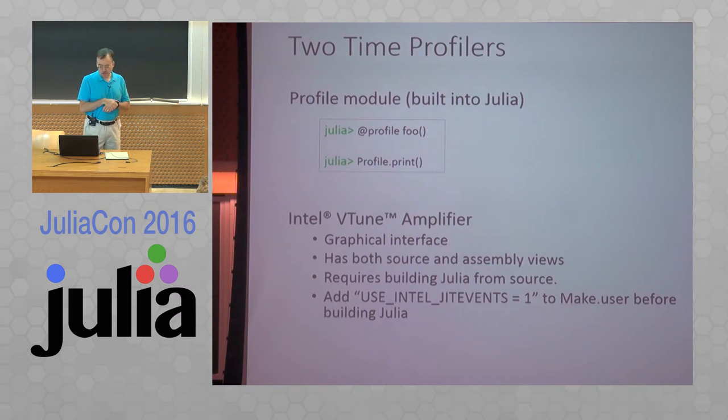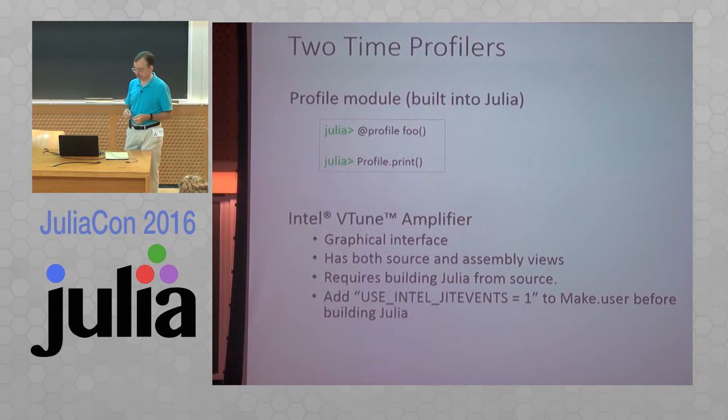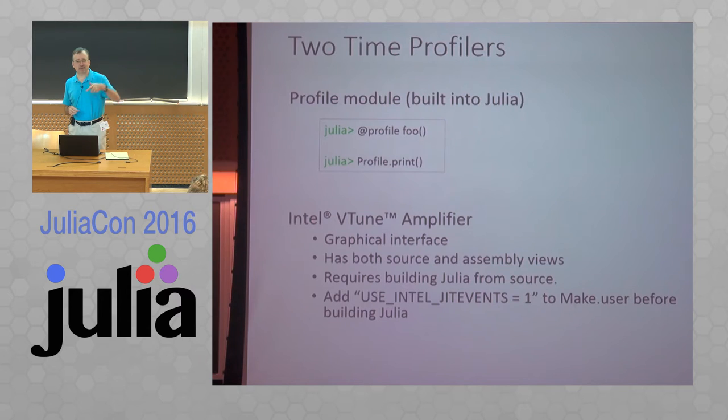So there's two profilers available. One is the profile module that's built into Julia, and it's pretty straightforward to use. You have a function foo you want to time, you type in @profile foo, and that runs the profiler, and then you write Profile.print, and it'll dump a profile, and it gets you more or less line by line with a count of how many times each line was hit.